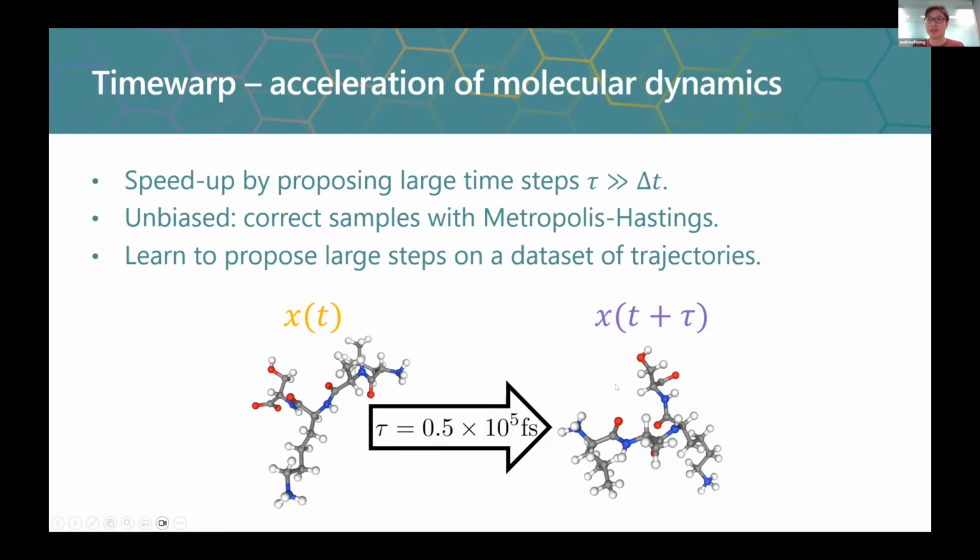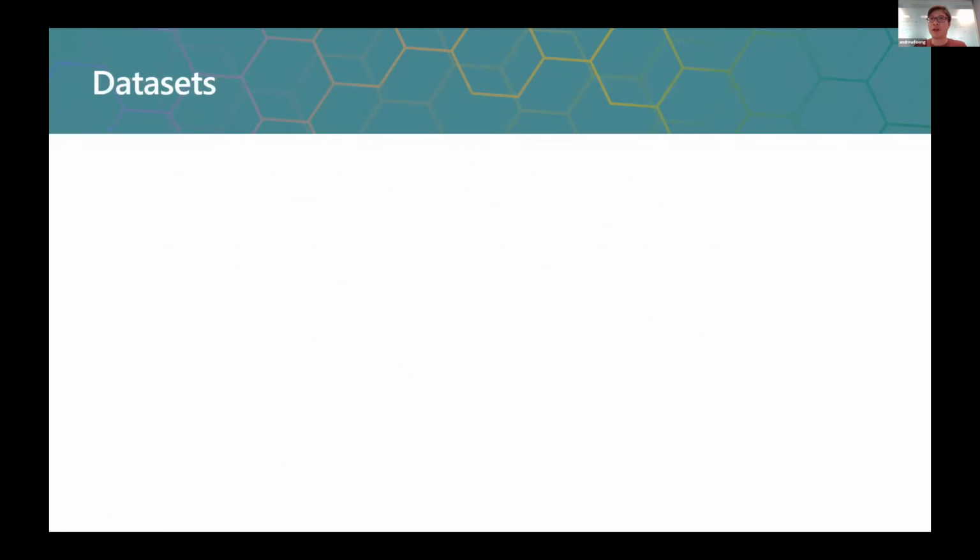And this new state, you can see, is actually rotated and in a different metastable state compared to the original state. What I'm showing here are actual states proposed by the model. So this is what we want to achieve. And how are we going to do this? We're going to need an appropriate data set to train our model on.